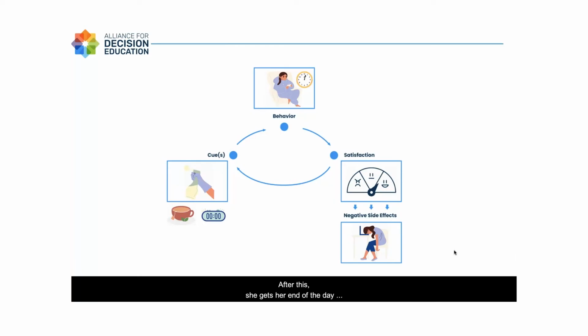After this, she gets her end of the day couch time, but when the timer in the kitchen goes off, this interrupts her usual habit. She has to get up and go to the kitchen to turn it off and gets to make herself a calming cup of tea to take up with her to bed, which provides a relaxing activity in a different way that doesn't have the same negative side effects of making her tired.